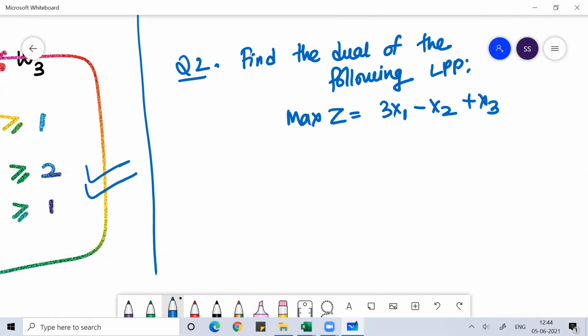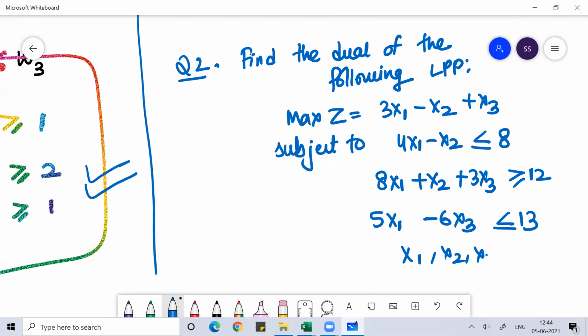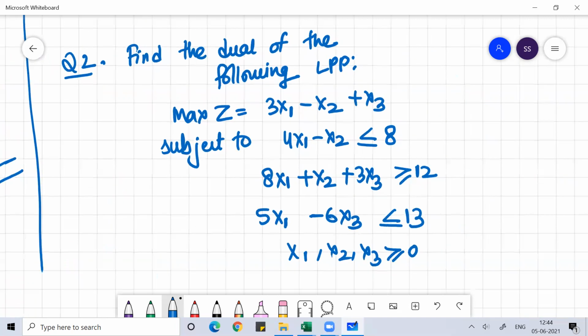Subject to 4x1 minus x2 is less than or equal to 8. The next constraint is 8x1 plus x2 plus 3x3 is greater than or equal to 12. The third one is 5x1 minus 6x3 that is less than or equal to 13. And x1, x2, x3 should be greater than or equal to 0. This is the problem, guys.